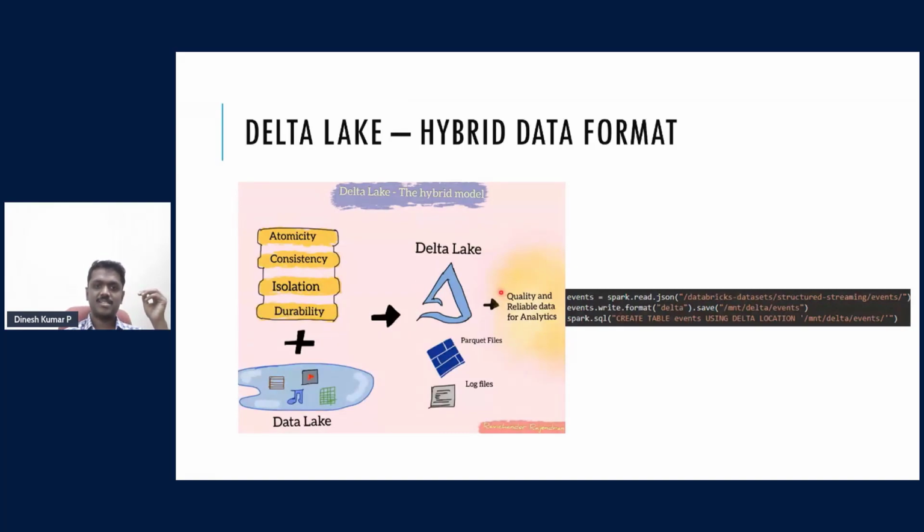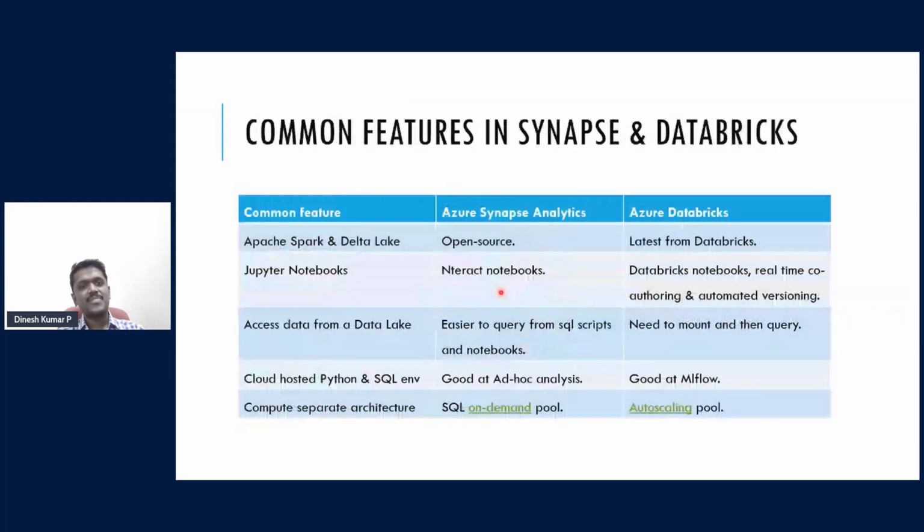Next, another important section: what are the common features in Synapse and Databricks, but slightly different. The first column is the feature that is present in both Synapse and Azure Databricks. In the second and third columns, I have mentioned the difference in the respective tool. So both Synapse and Databricks have Apache Spark, and in both you can play with the Delta Lake format.